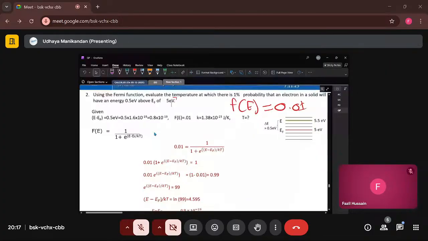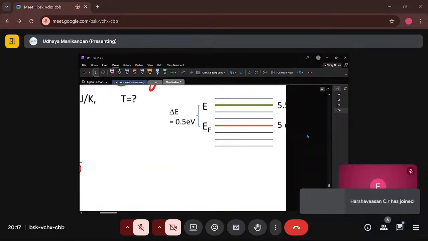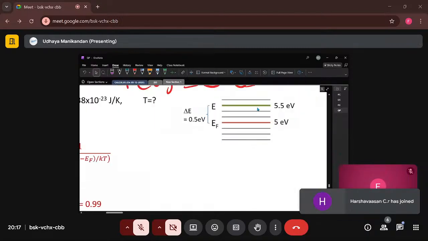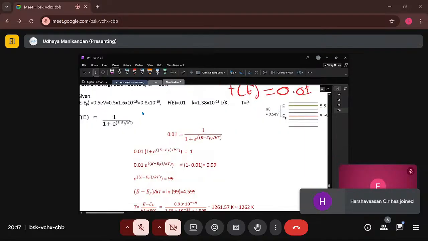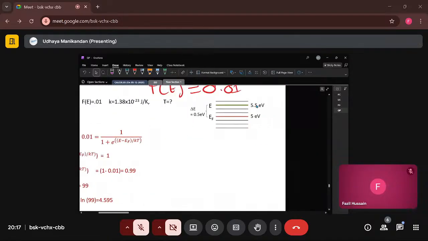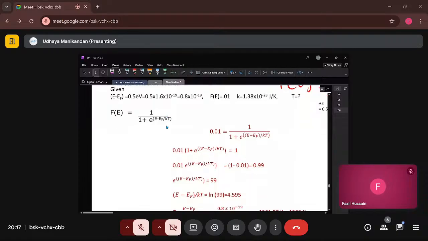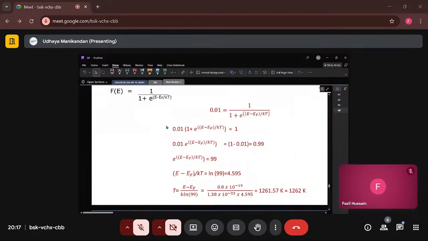Okay, anyways, difference. EF was somewhere around 5 electron volt. The difference was 0.5 and we are looking for 5.5 here. So what is the probability? They are telling me the probability that it is occupying the state is going to be 0.01, 1% basically. What is the temperature? That's it. Direct formula substitution.